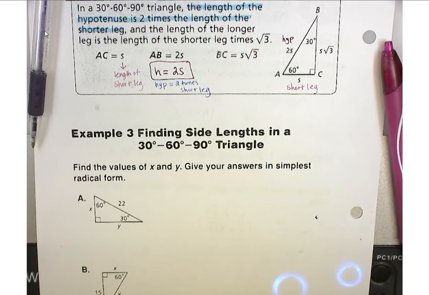You could also go backwards. What if you knew the hypotenuse? Let's say the hypotenuse was 10. What would the short leg be? 5. Let's say it was 20. 10. So you can go either way.